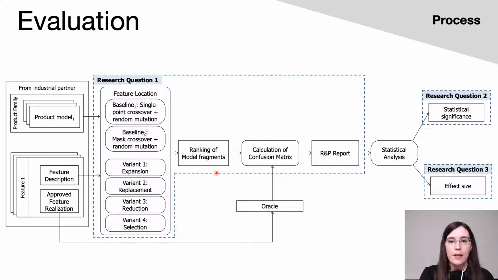To assess the quality of each model fragment, a confusion matrix was calculated. From the table, we recorded 3 performance measures: recall, precision, and F-measure, and we also performed a statistical analysis to provide quantitative evidence of the impact of the results.